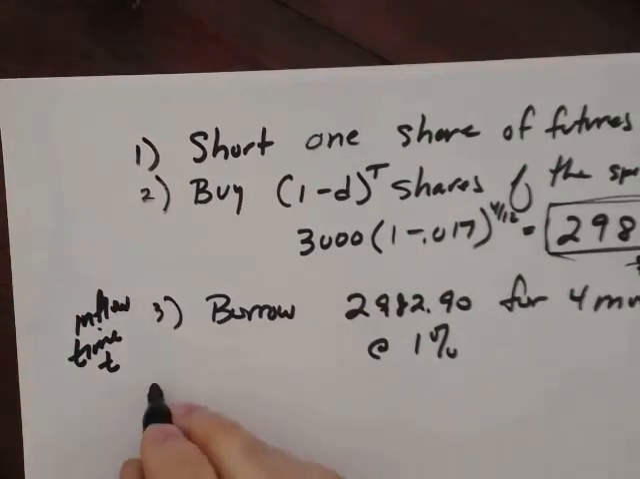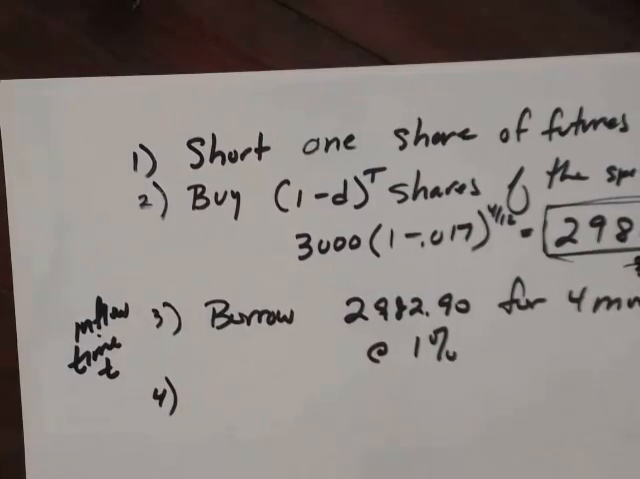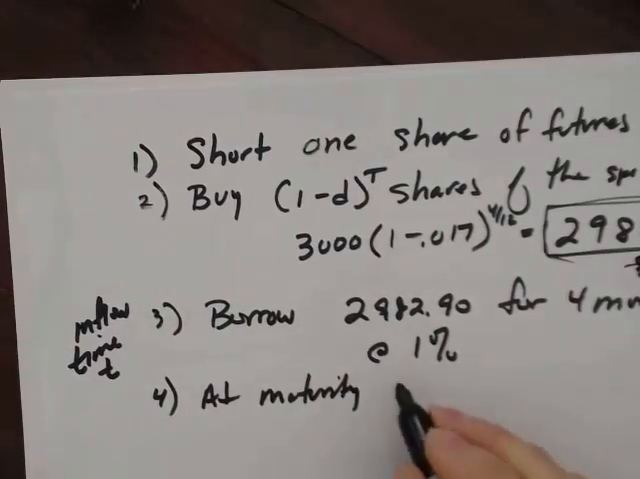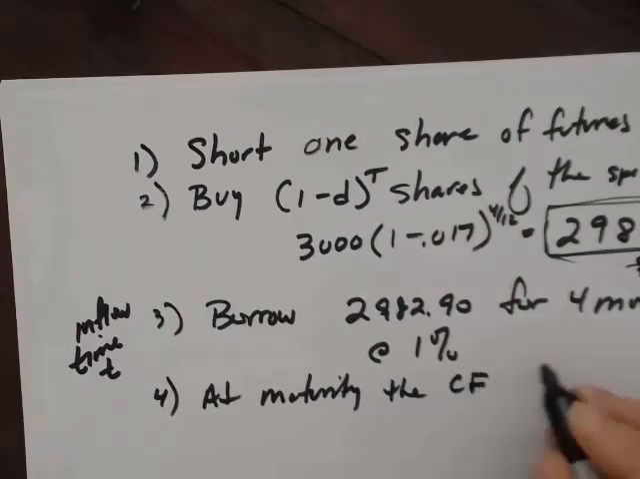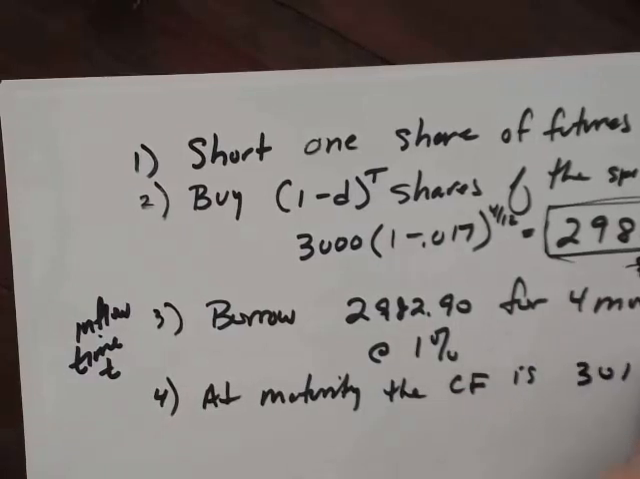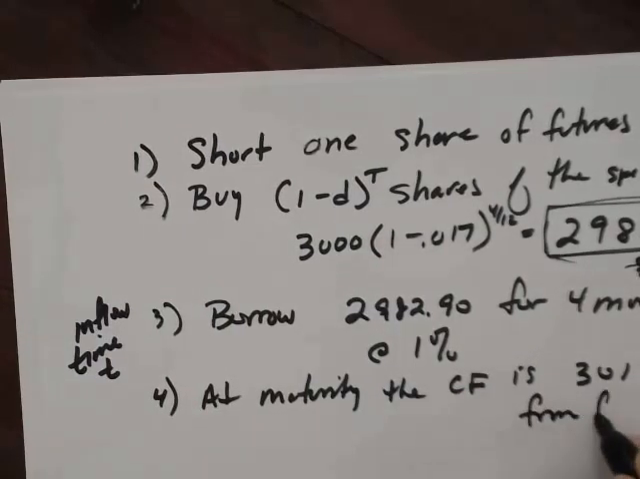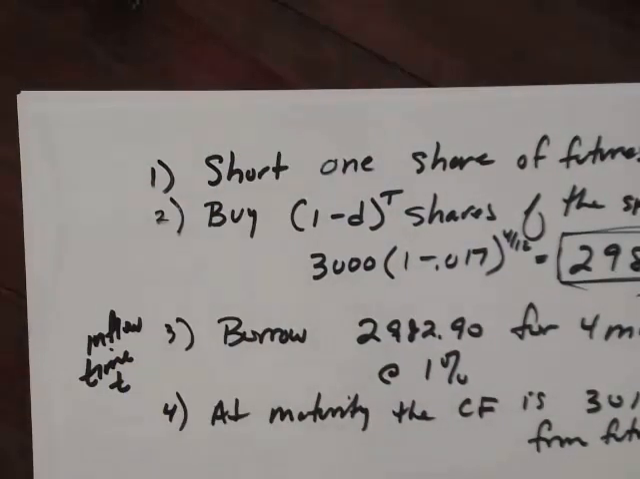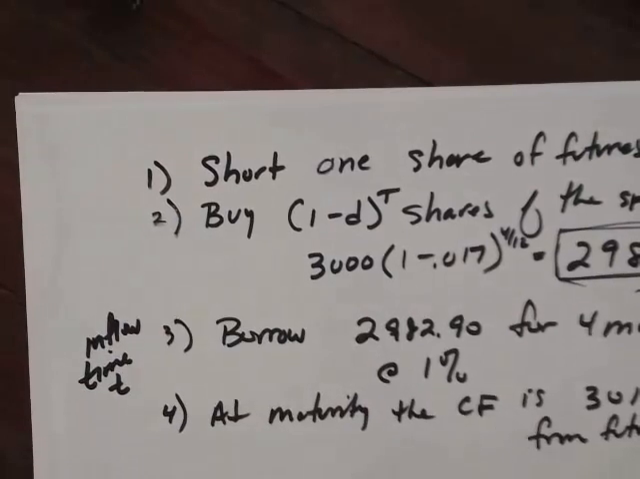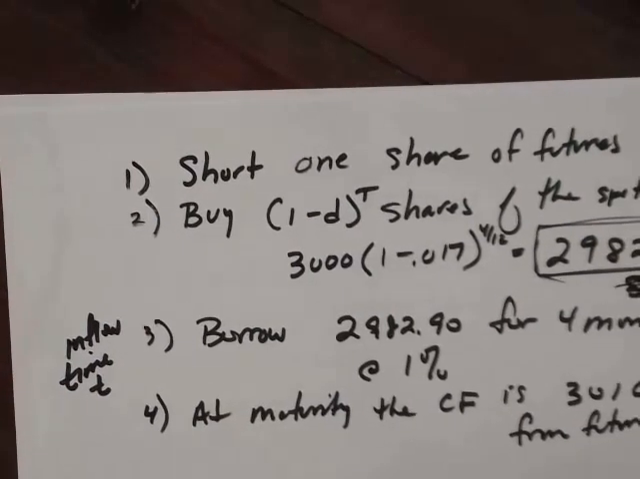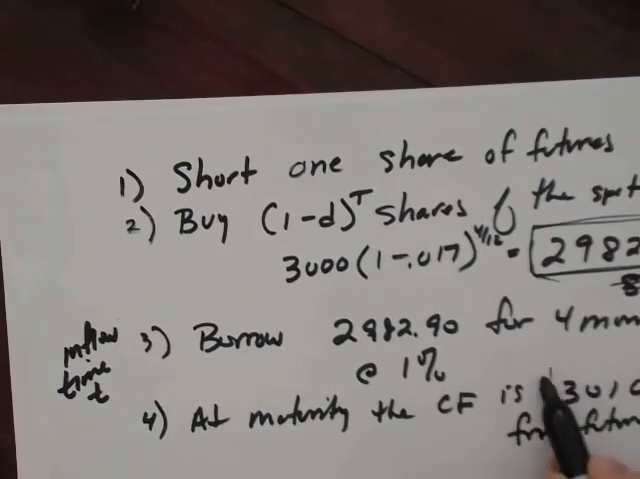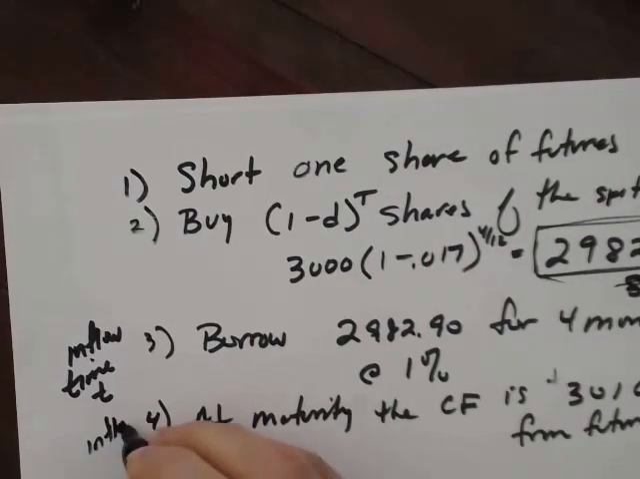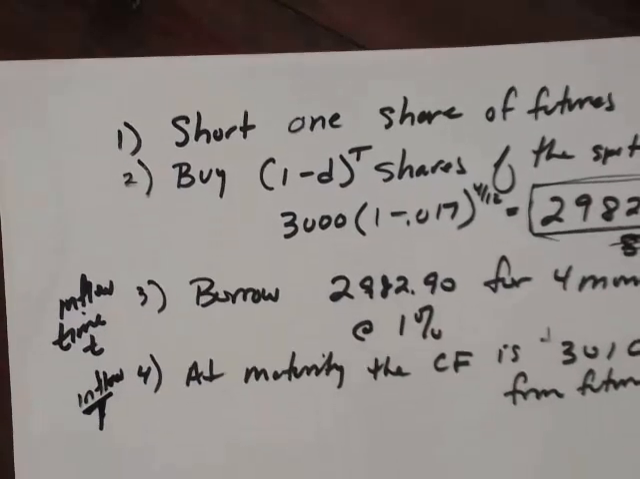You can think about it, it's now that we're doing this. Now at maturity, the maturity of the futures, the cash flow is 3010 from the futures. Because remember, we shorted a futures contract, which means we have to deliver the underlying index, and we're going to get cash flow. Okay, this is inflow at time capital T.